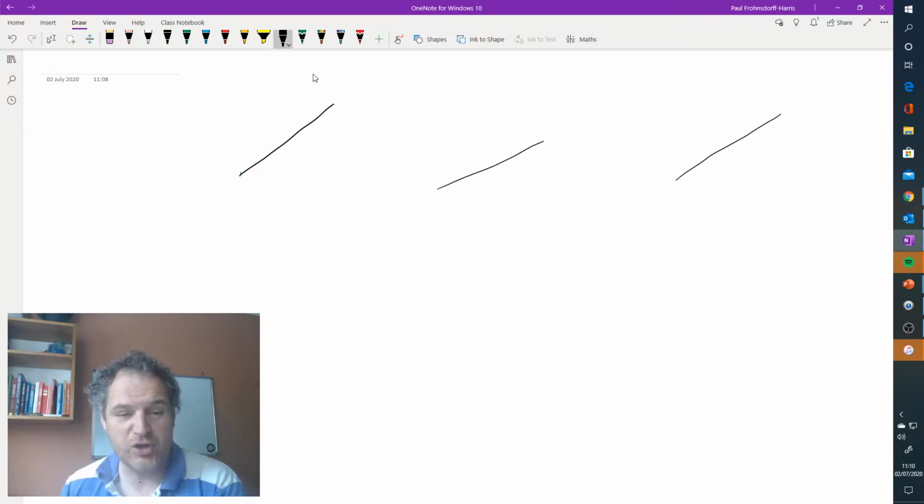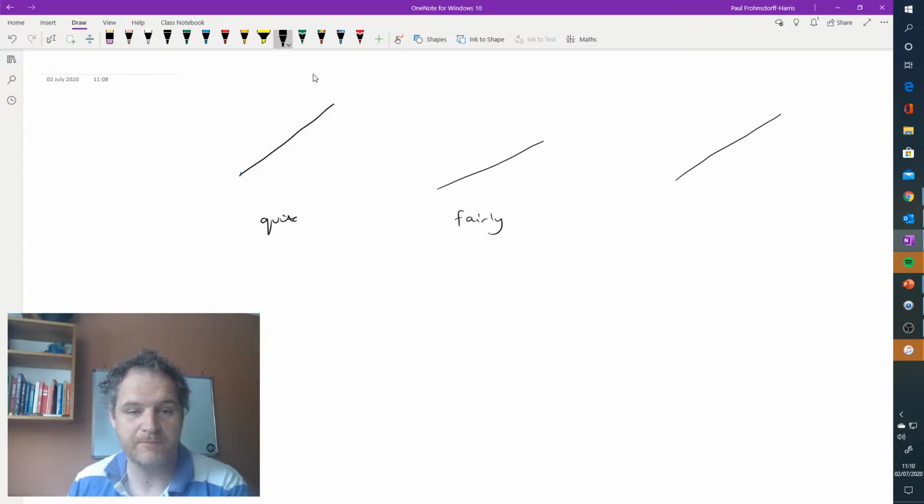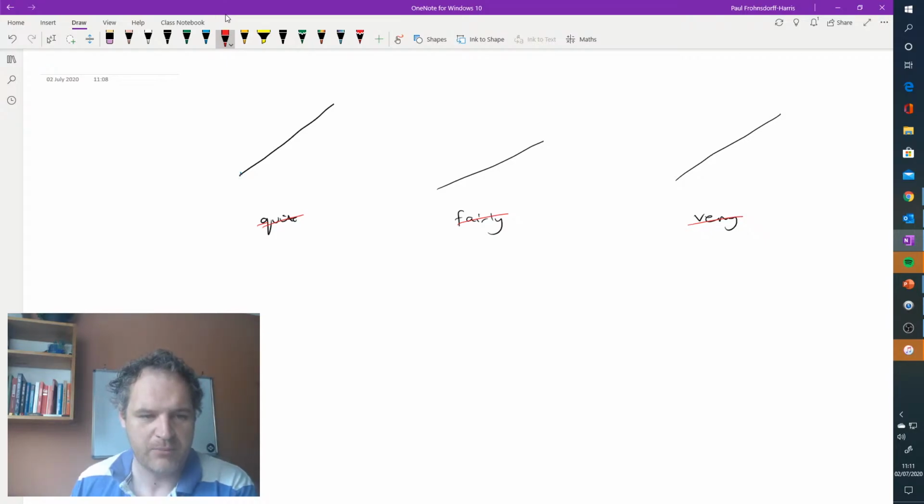Now, we could just say that that's fairly steep, and that's quite steep, and that one's very steep. But that's not very descriptive. And what we really want is a way of describing exactly how steep it is. So instead of that, what we do is we use numbers. Now, I've seen it done with percentages, and near the end of the video I will mention how this goes to percentages. But what you need to do is work out, and it doesn't have to be at the end, so I'll do the next one from the middle.